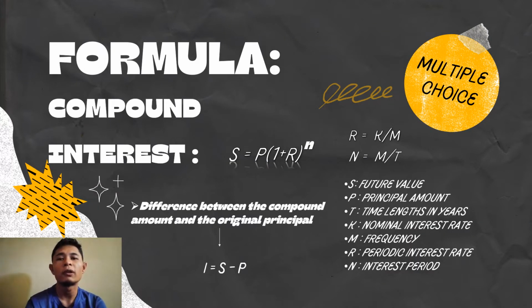So the formula for compound interest is S equals P(1 + R)^n. The difference between the compound amount and the original principal is I equals S minus P.